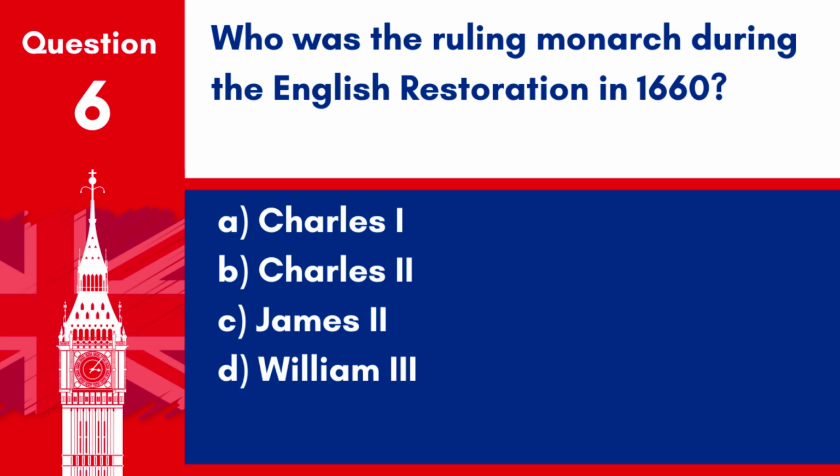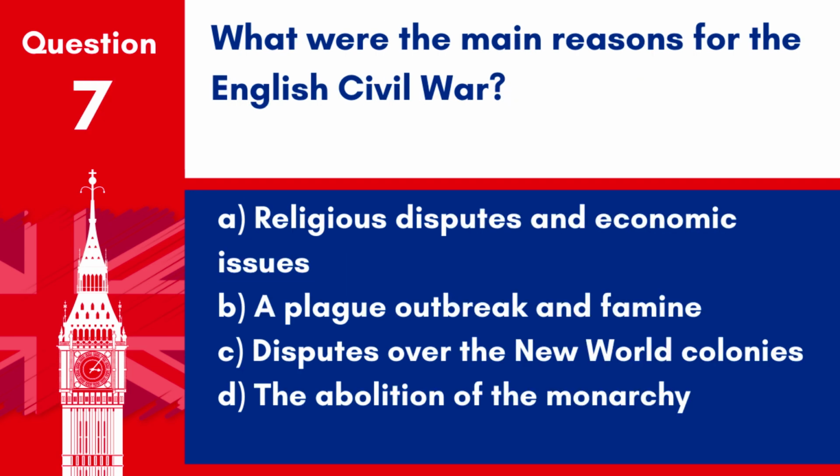Answer B. Charles II. Charles II was the monarch during the English Restoration in 1660, when the monarchy was restored after the Commonwealth period. Question 7. What were the main reasons for the English Civil War?